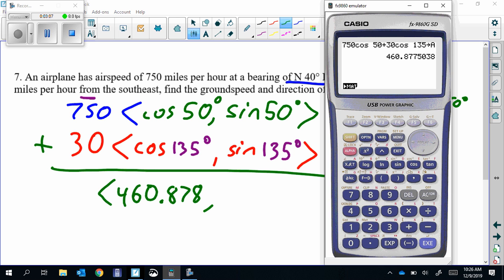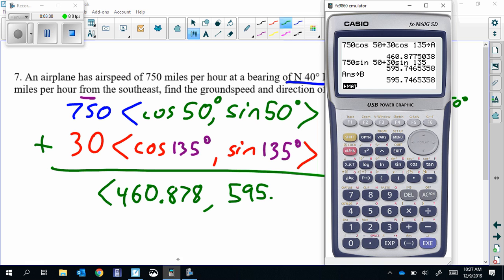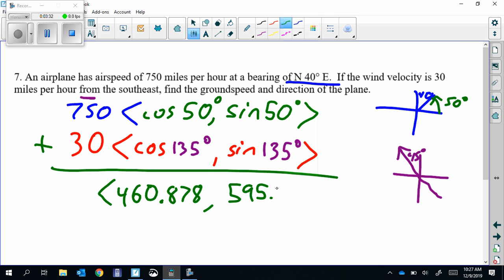Do the same thing with the y coordinates. 750 sine 50 plus 30 sine 135. Store B, so we have it for later. 747. So there's our resulting vector.